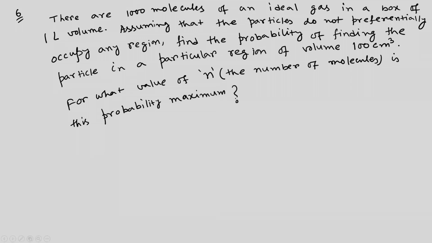So, problem number 6 is a conceptual problem. So, suppose there are 1000 molecules of an ideal gas in a box of 1 liter volume. Assuming that the particles do not preferentially occupy any region, find the probability of finding the particle in a particular region of volume 100 centimeter to the 3. For what value of n, n is the number of molecules, is this probability maximum?